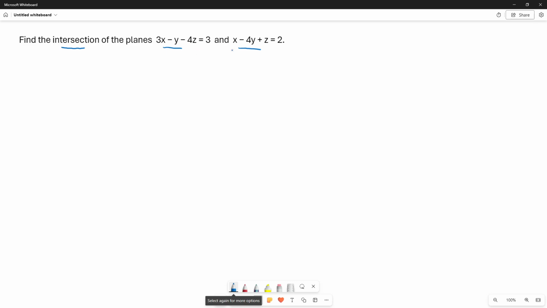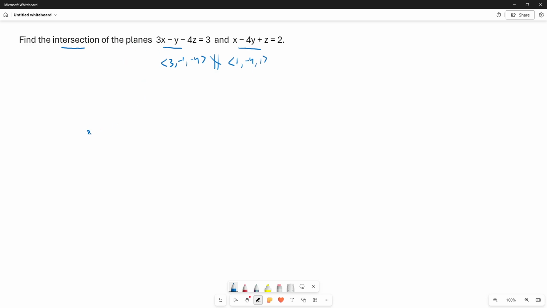Now that is assuming that the planes are not themselves parallel, like the floor and the ceiling might be. So the normal vector for the first plane is (3, -1, -4), and the normal vector for the second plane is (1, -4, 1). These vectors are not parallel since one of them is not a multiple of the other, and therefore these planes are not parallel, and therefore they intersect.